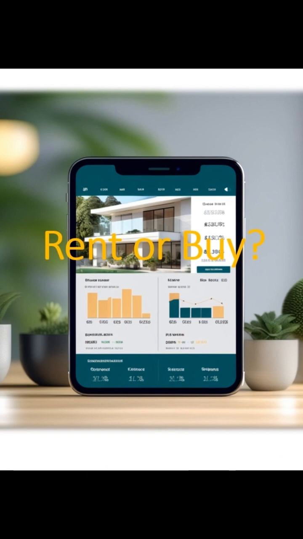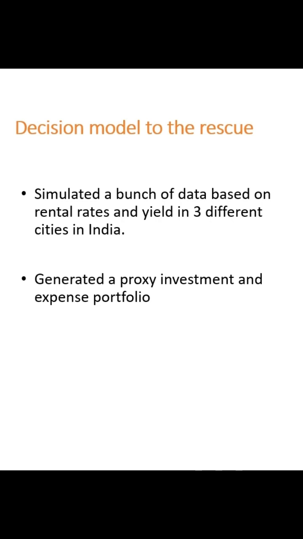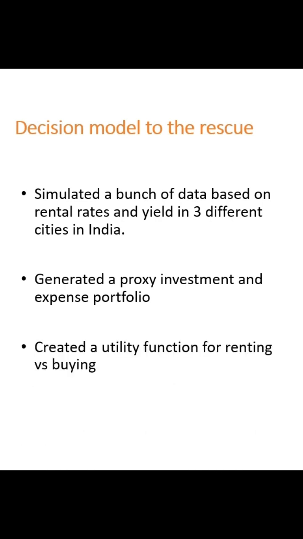I put together a decision model based on some data that I found on the internet and simulated a bunch of rental rates and yields in 3 different cities. I then created a proxy investment and expense portfolio of prospective buyers and finally made a utility function for renting versus buying. This utility function was later trained on a log regression model to create a decision model which either supports or doesn't support the buying decision. Now, the output came out in terms of probability, and the higher the probability, the better the decision to buy.